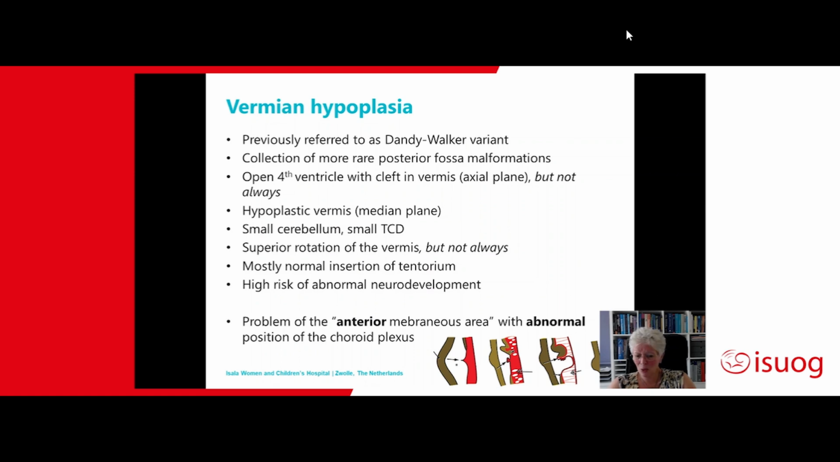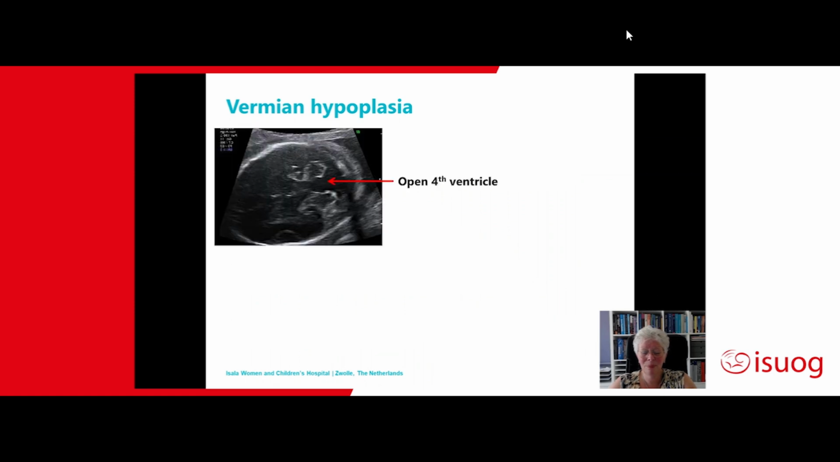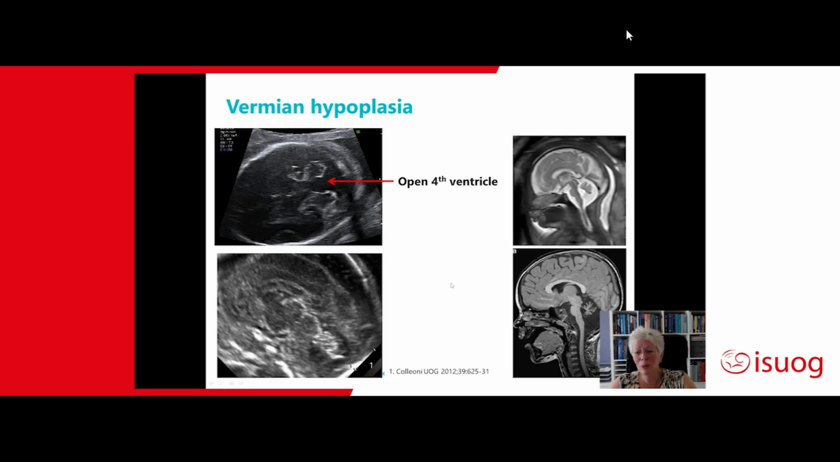And this is also a problem of the anterior part of the membranous area with an abnormal position of the choroid plexus. In the axial view, we can see this. And if we look sagittally, again, we have a superior rotation of an abnormal vermis. It's completely abnormal there, and mostly a normal torcular.